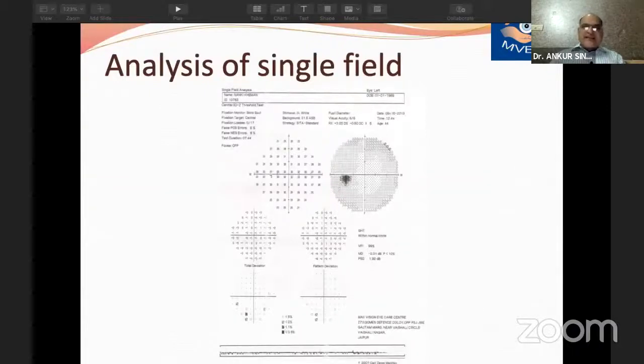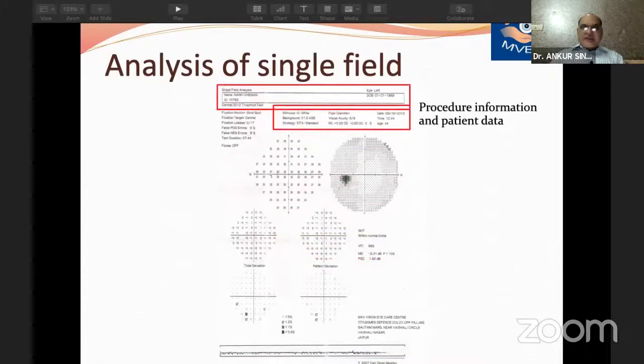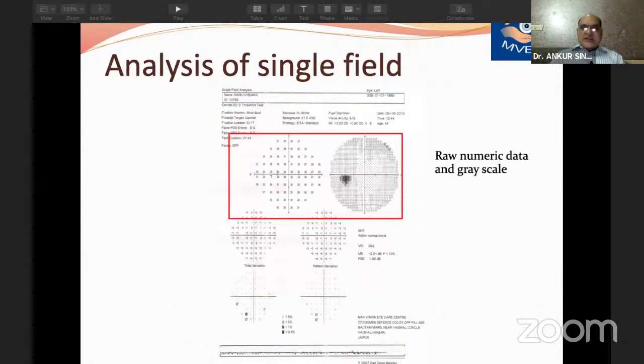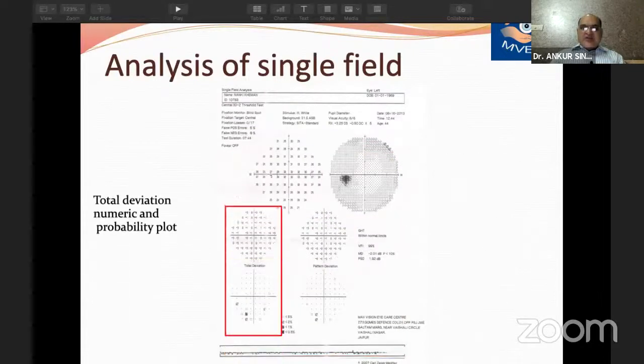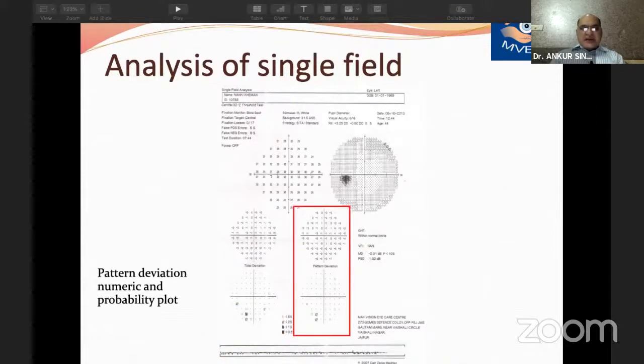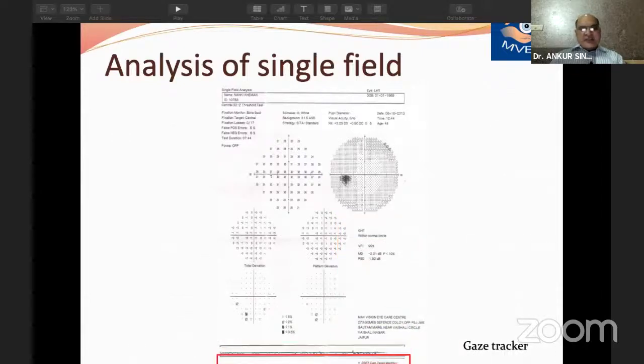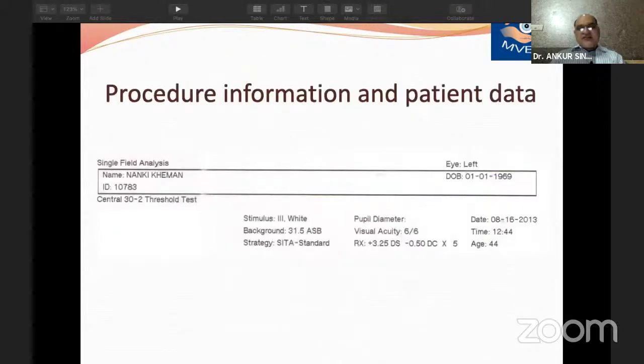In this, we'll analyze the single field printout. For the benefit of understanding, we'll divide the field printout into various parts. I'll be dividing that into 7 parts and we'll discuss the importance of each and every part. The first part is the procedure information in the patient data. The second part is the reliability indices. The third part is the raw numeric data and the grayscale. The fourth part is the total deviation, the numeric and the probability plot. The fifth part is the pattern deviation, having the numeric as well as the probability plot. The sixth part is the global indices that includes the GHT and the visual field index. And then we have the gaze tracker here in the end. So we move on to the first part, that is the procedure information in the patient data.